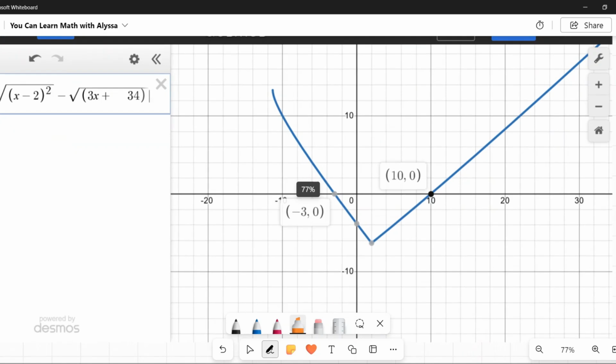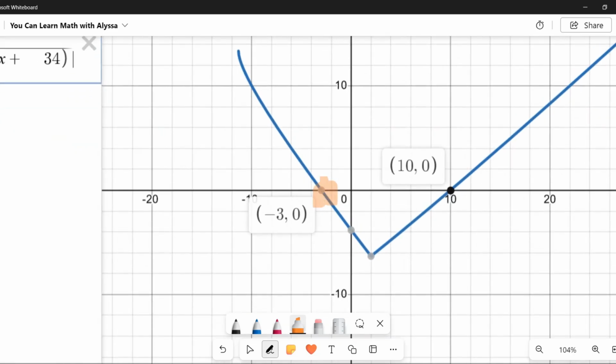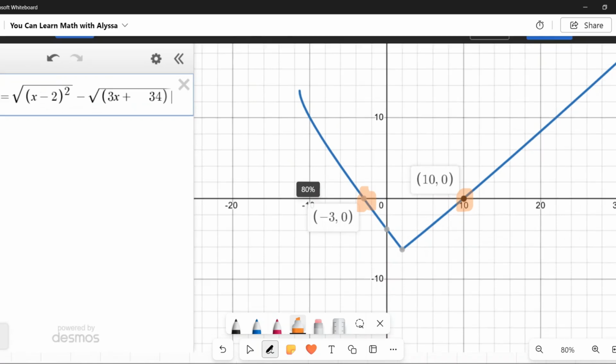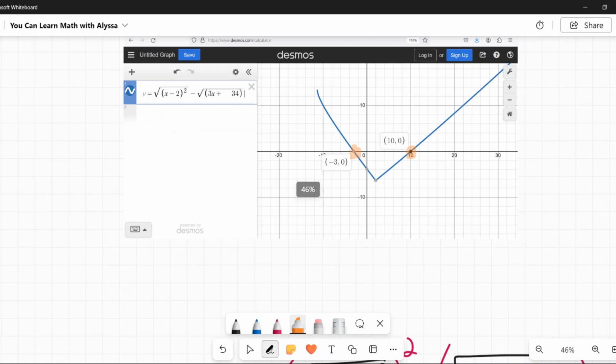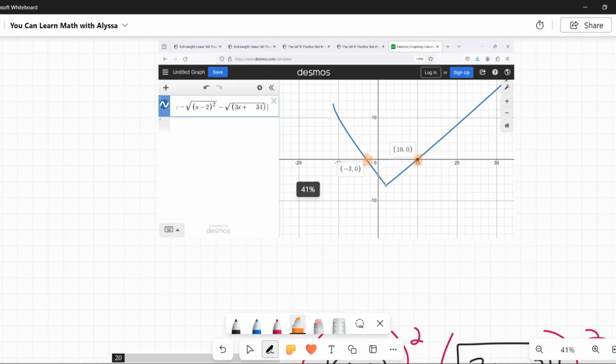So this is the graph you're going to get. And as you can see, we're looking for the 2 points where it crosses the x-axis. They are negative 3 and 10, those same answers that we got. Negative 3 is the smaller of the two, so that's my answer. It's just up to you what you want to do, what you're the most comfortable with, and what you can do quickly and accurately. Those are the 2 keys.